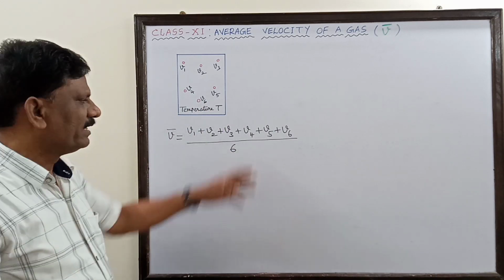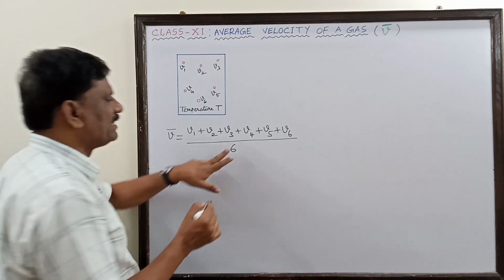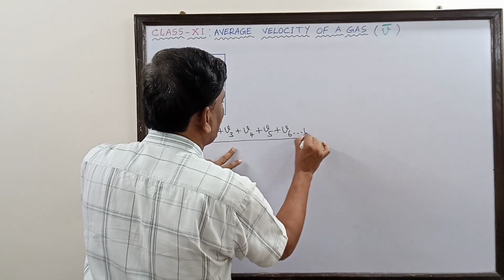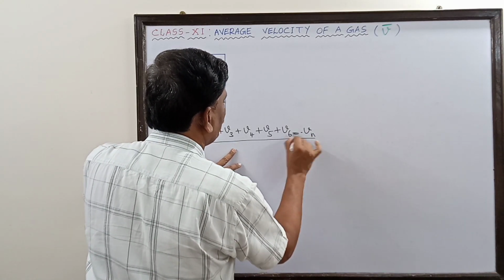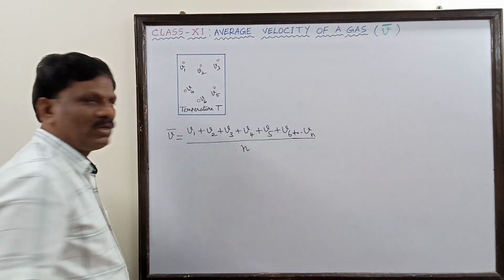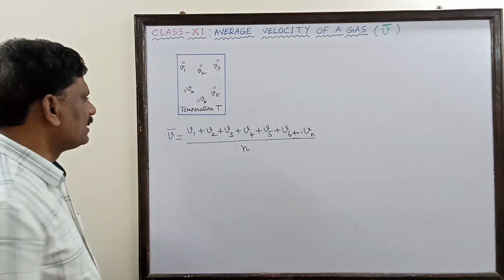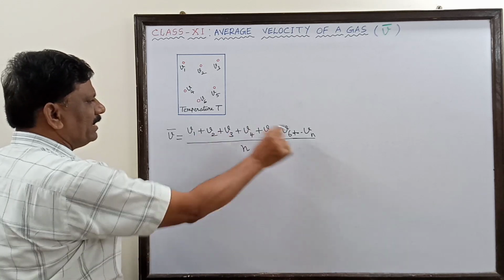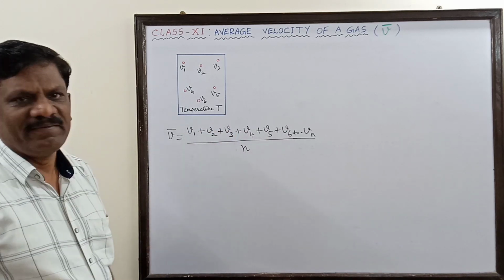In general, if there are n number of molecules, it is extended up to Vn, and you have to divide it by the total number of molecules. So this is the expression for the average velocity.